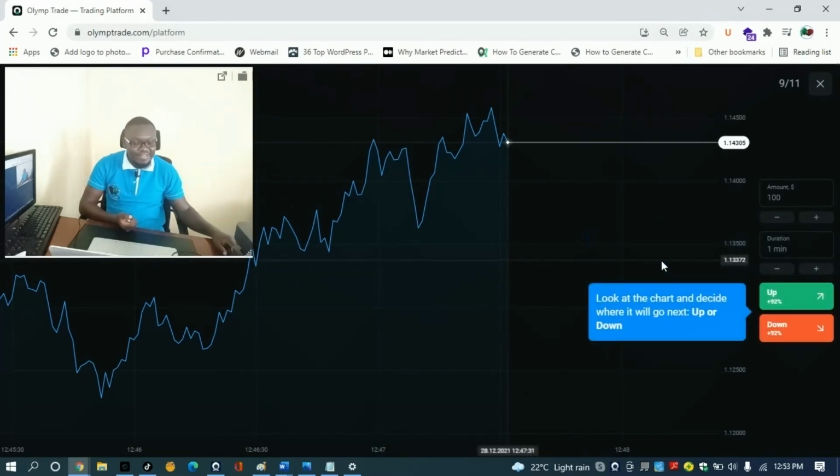Then the last thing that we want to do is to look at the chart and to decide where the price will go next. If you look at this chart, you'll see that prices have been rising, rising, rising. So chances are it will continue to rise, or chances are it can take a different turn and go downwards. We will continue to learn about all that, how to predict that an asset will continue to rise or fall, and how to take the best entries over time.